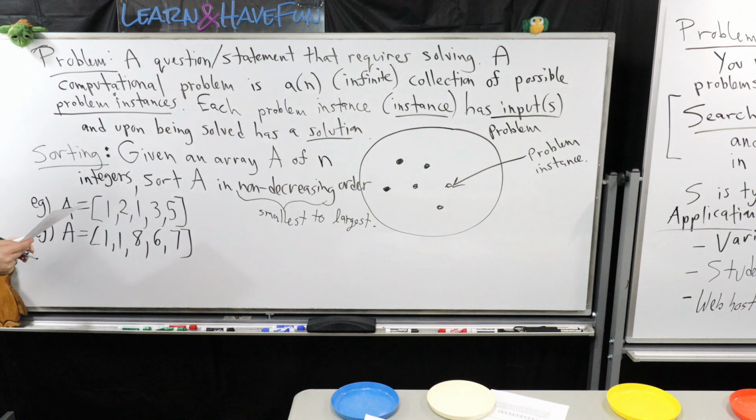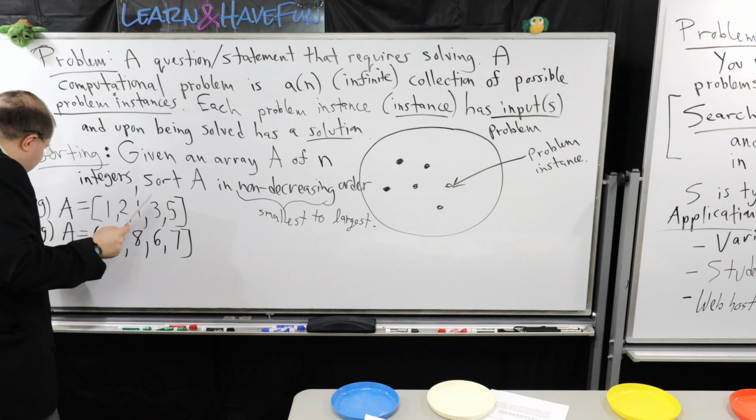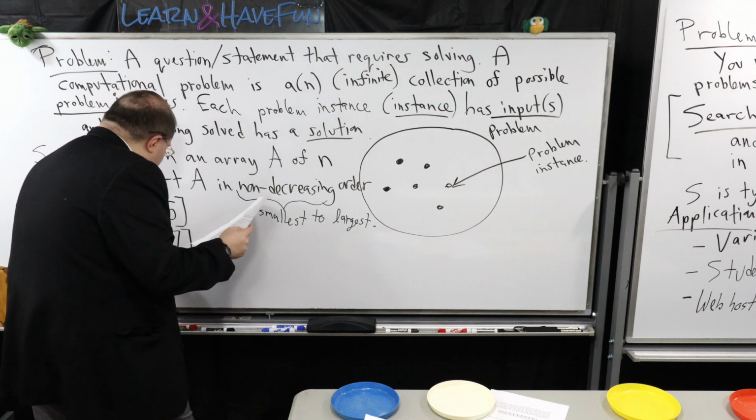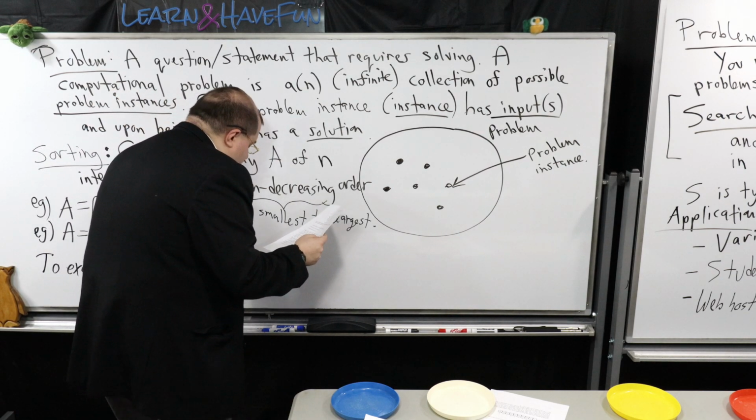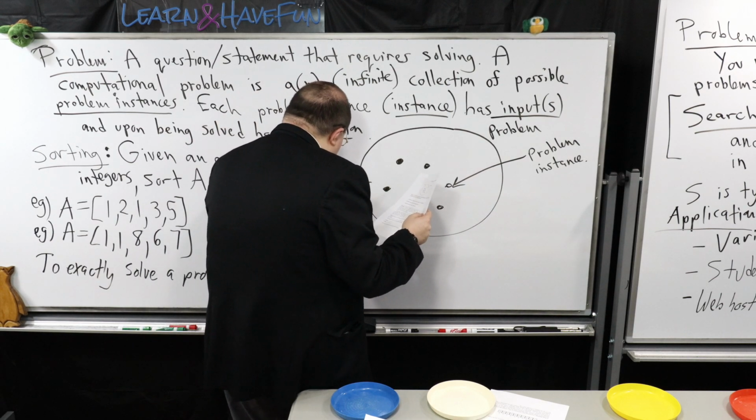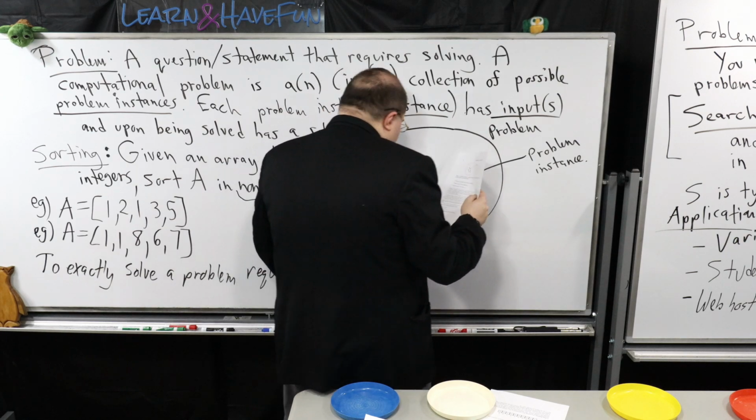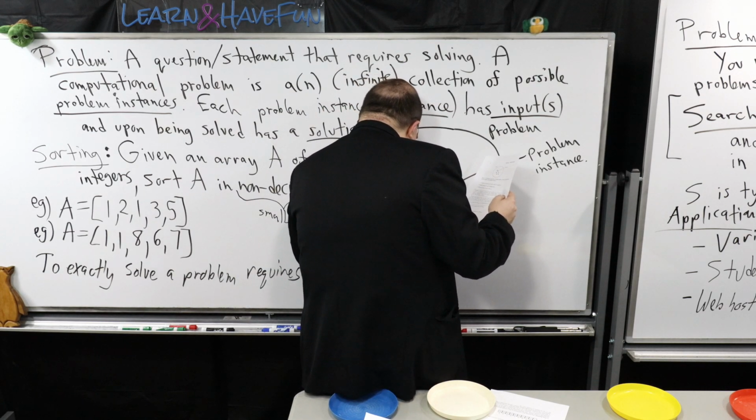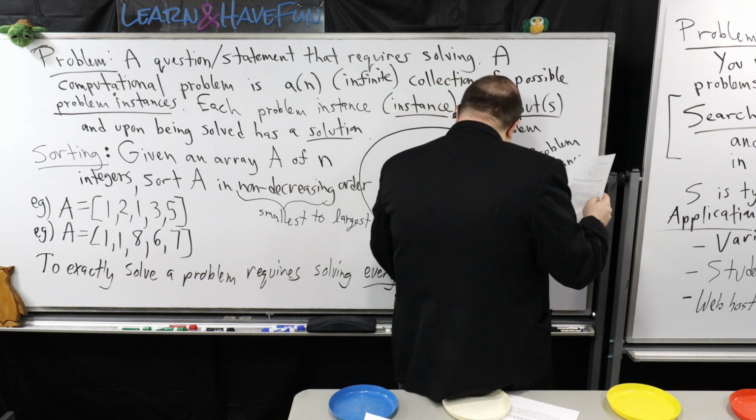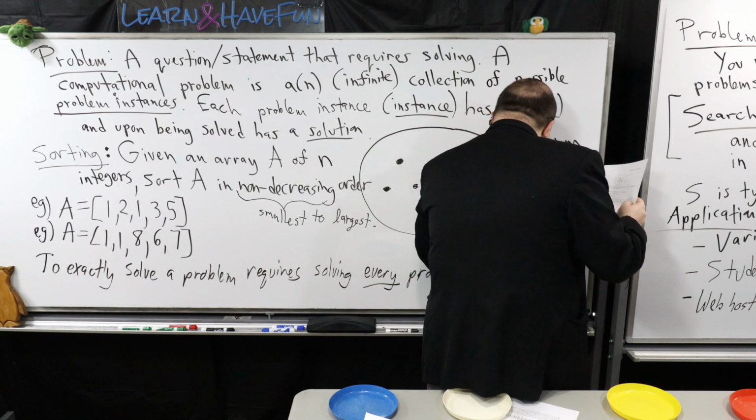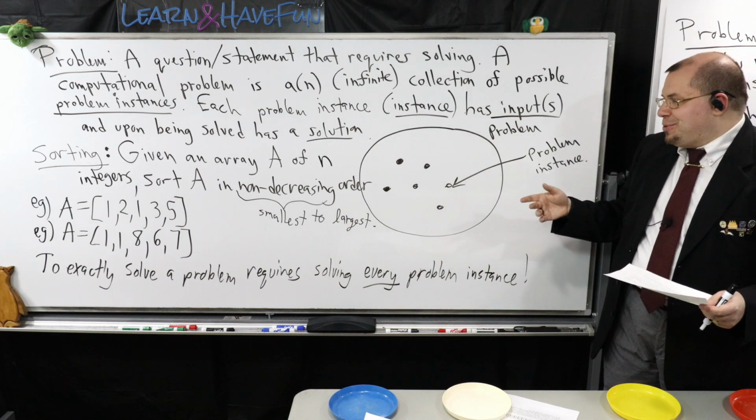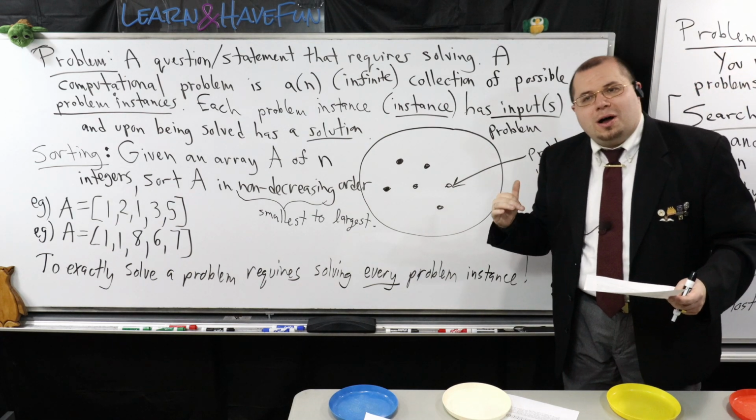So what does that mean for when we talk about solving a problem? To exactly solve a problem requires solving every problem instance. You're going to see that there's something very fascinating about this as a consequence. If I give you a problem that's described just like my sorting problem, could I make a computer program that can go through every single possible array?